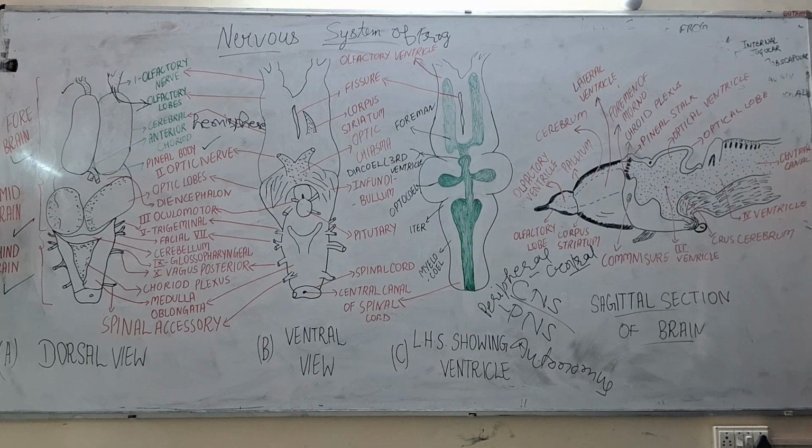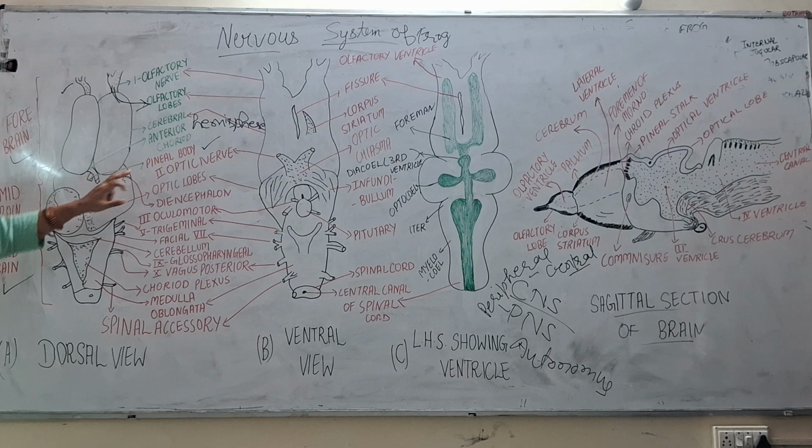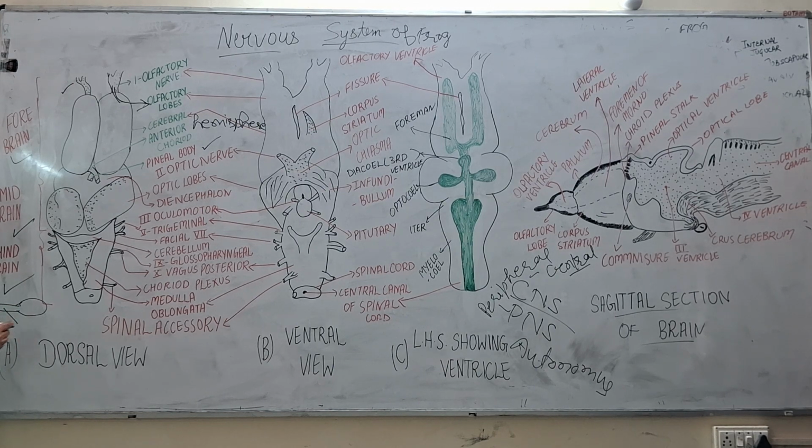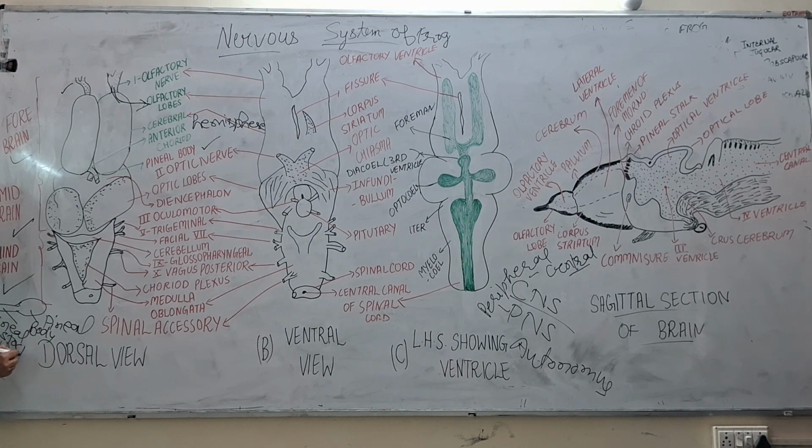The third eye that we talk about, here in the frog there is a brown spot in the head region. That is the indication of the pineal body. The structure is like this: pineal body and pineal stalk. This pineal body is attached by a pineal stalk. Pineal stalk, clear?